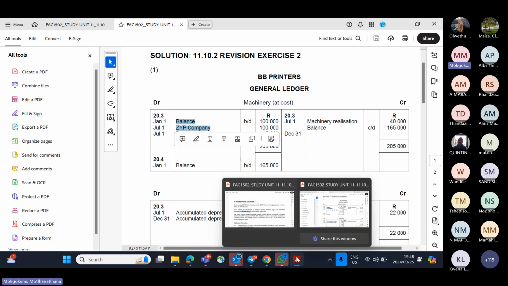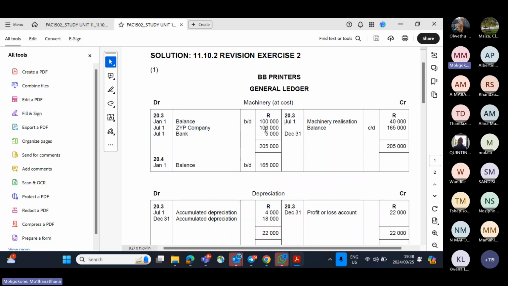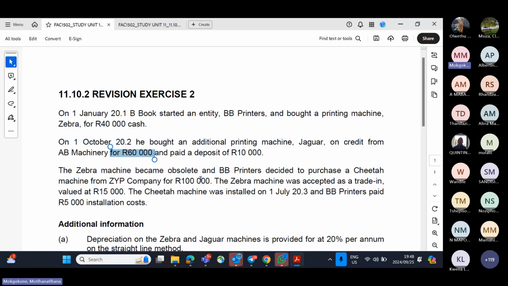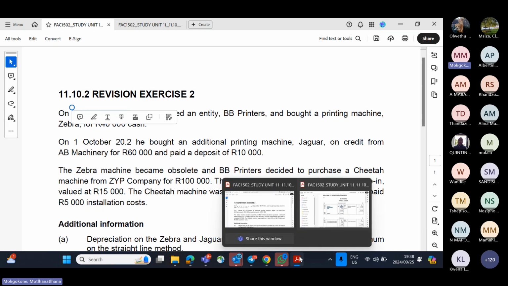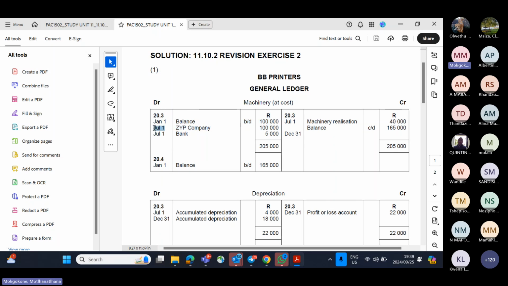And on this 100,000, it was the new machine we bought from ZY company during the year. If we come here, they will see the Zebra machine became obsolete. That machine we bought on 1st of January 2021 was no longer in use. Then we decided to buy another machine, called the Cheetah machine, from ZY company for 100,000. That's why on 1 July, they can see the date here, we bought the machine from ZY company for 100,000.